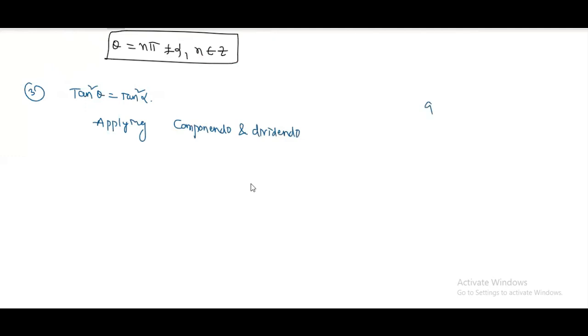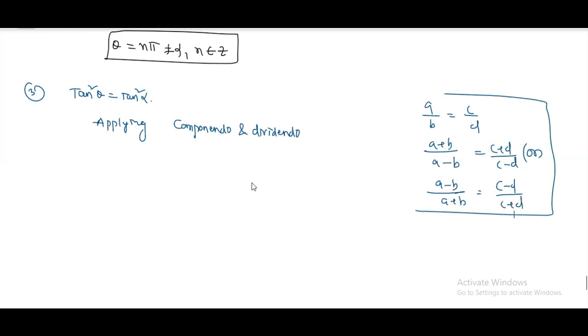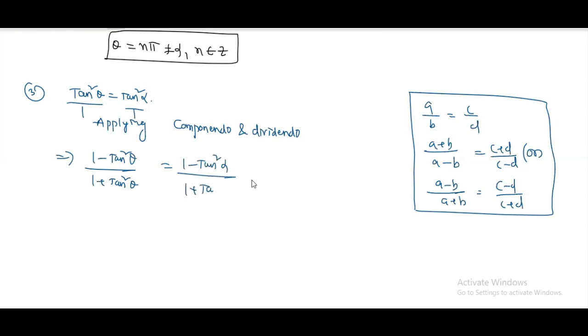What is this? If a by b is equal to c by d, then applying componendo and dividendo, you will get a plus b by a minus b is equal to c plus d by c minus d. Or you can write a minus b by a plus b is equal to c minus d by c plus d. This is called componendo and dividendo. So let's apply this here. You will get 1 minus tan square theta by 1 plus tan square theta is equal to, because it will be by 1, 1 minus tan square alpha by 1 plus tan square alpha.